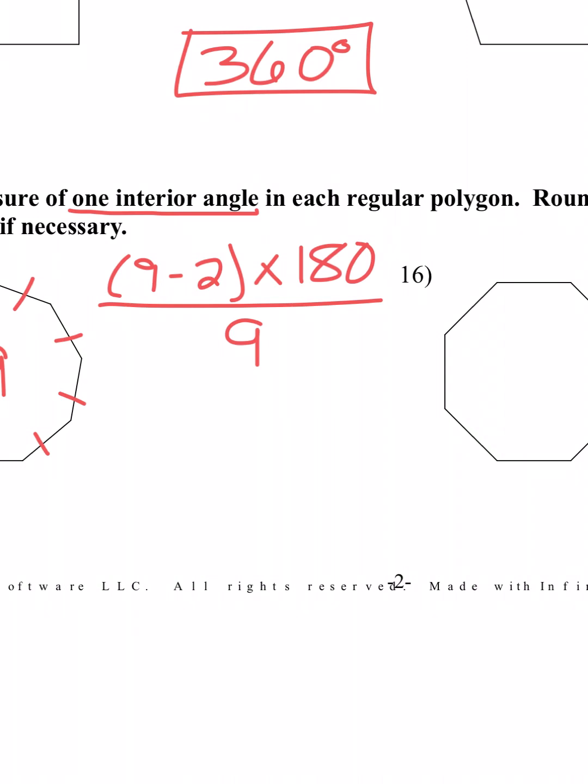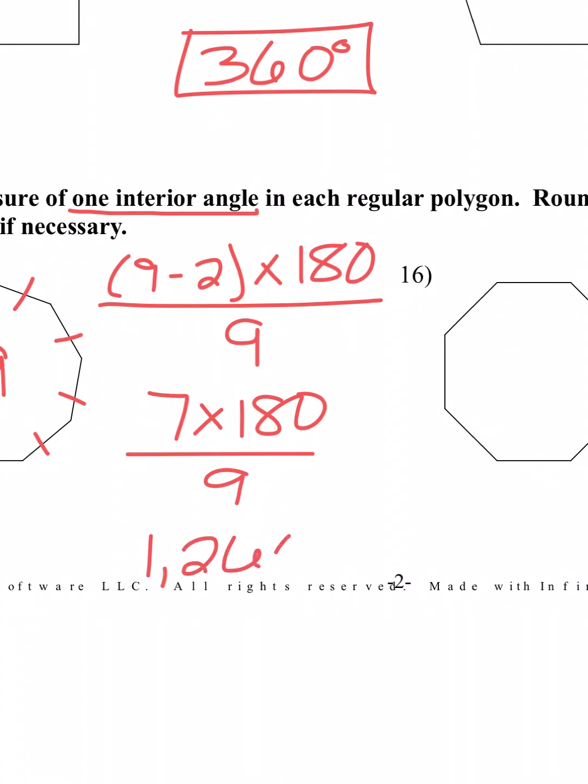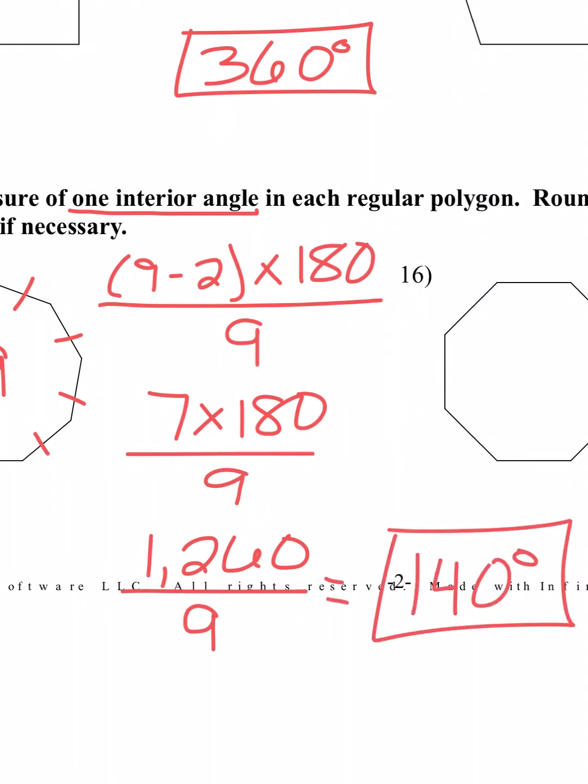Yep, I do the whole top part first. So we have 7 times 180 divided by 9. What's 7 times 180? 1,260 divided by 9. What was your final answer? 140. How would it change when you get to 16? Just the number of sides changes, but you solve it the same exact way. Okay?